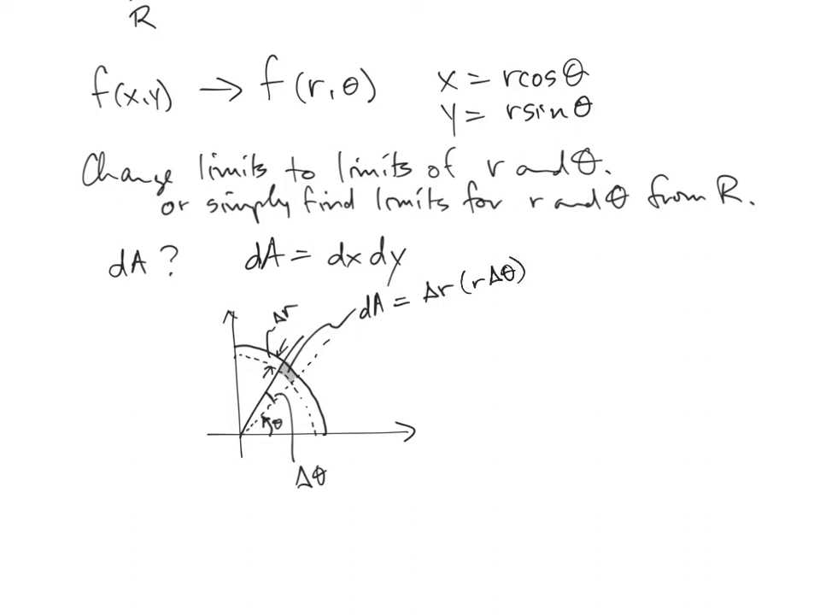Okay, so as I make these really small, the deltas become d, and my dA becomes r dr d theta. So now my double integral is going to become, over the region R, f expressed in terms of r and theta, and dA, which is r dr d theta. That's my dA. So that's all we have to do.